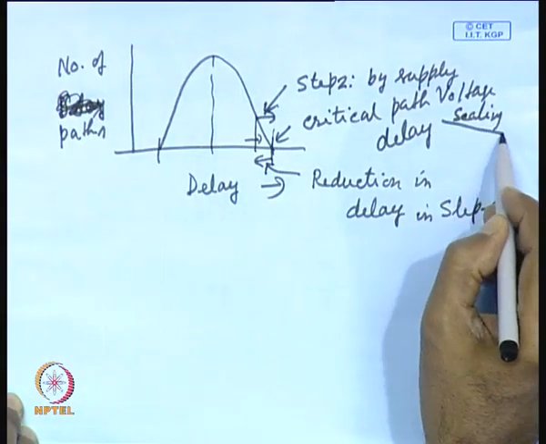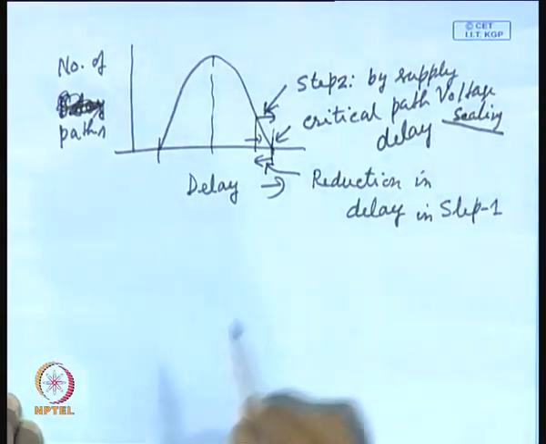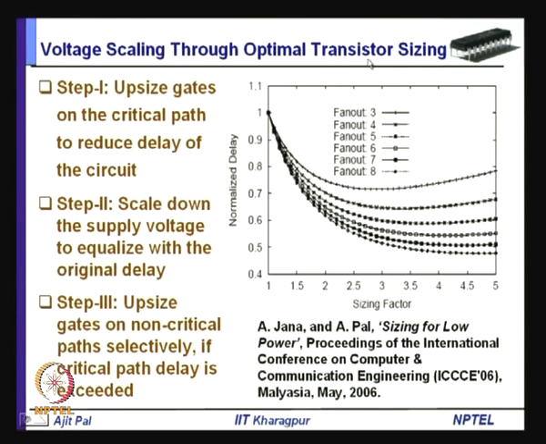That means, performance is not compromised, but because of larger supply voltage we are achieving in the second step, there will be significant reduction in power dissipation. So, this is the technique in which we have done voltage scaling through optimal transistor sizing. So, this is how you can utilize sizing.